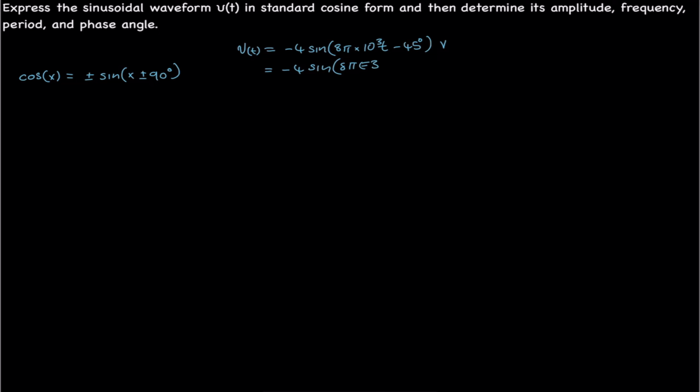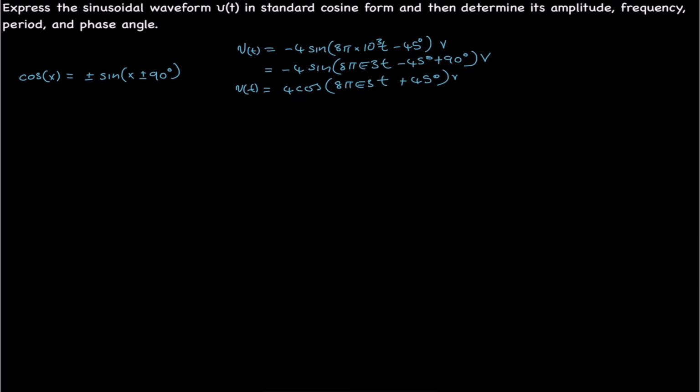We can write 10 to the 3 as e3, e to the third. And adding 90 to negative 45 gives us plus 45 degrees volt. And this equals a positive cosine. So cosine 8 pi e to the third times t plus 45 degrees. So here we have v(t).